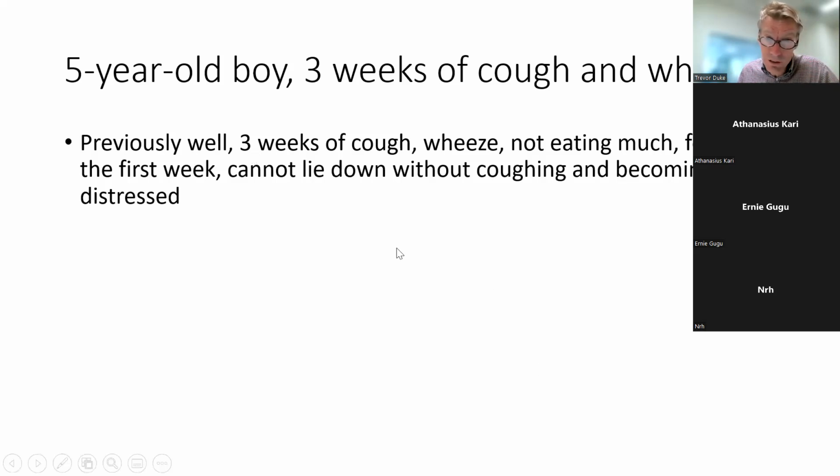I think you also said, Ernie, that maybe a foreign body, and that could occur, isn't it? It could cause 3 weeks of cough and wheeze. Can anyone think of any other conditions that might cause, what would be the most common reason why a child might have cough and wheeze for 3 weeks, do you think?